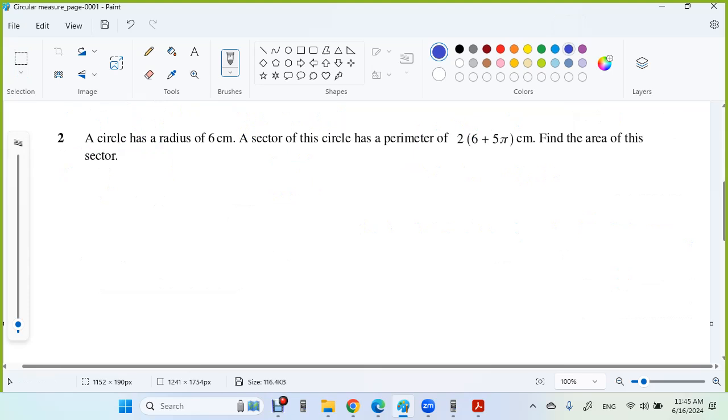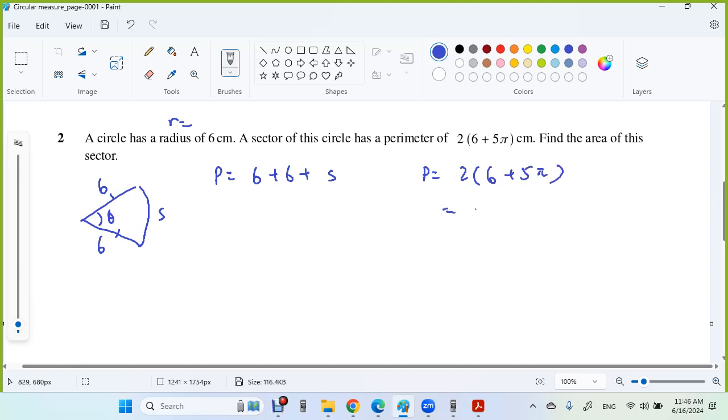Question number 2. A circle has a radius of 6 cm. A sector of this circle has a perimeter of this. Find the area of this sector. Okay, so we have a sector here. We have theta, R is 6, 6, and this is S. So the perimeter will be 6 plus 6 plus S. And then the perimeter given is 2, 6 plus 5 pi, and then it is actually 12 plus 10 pi.